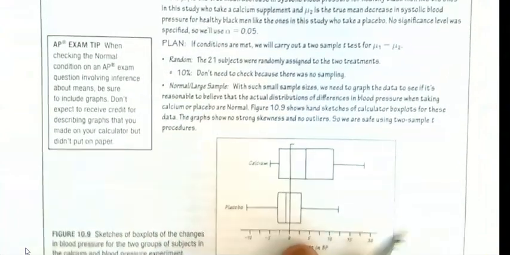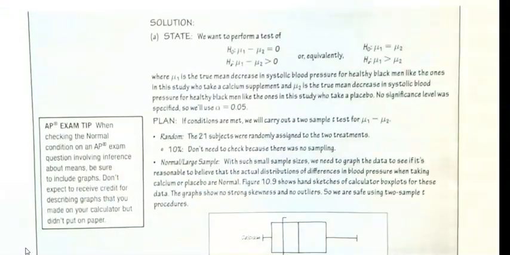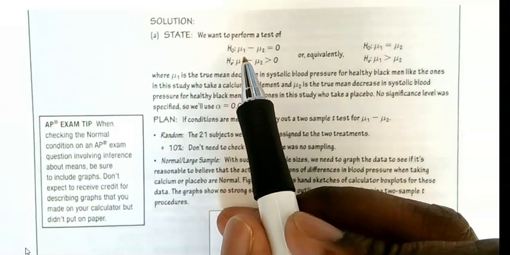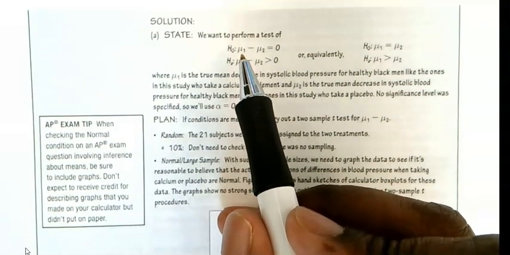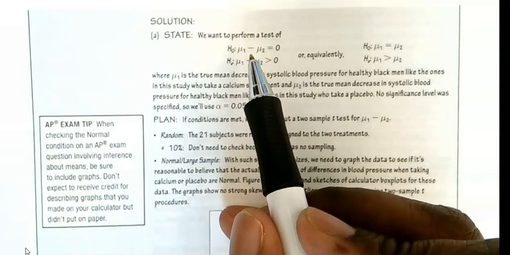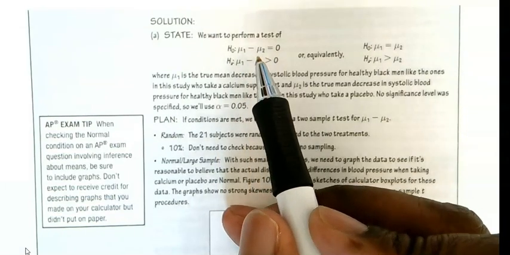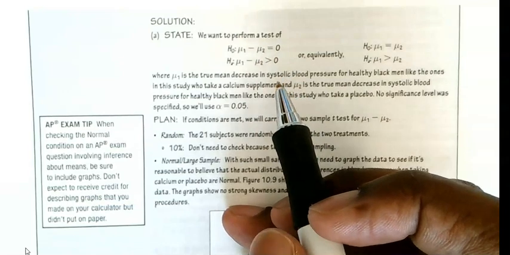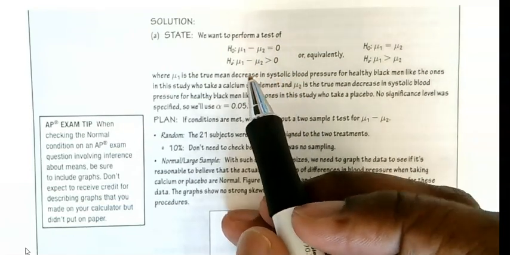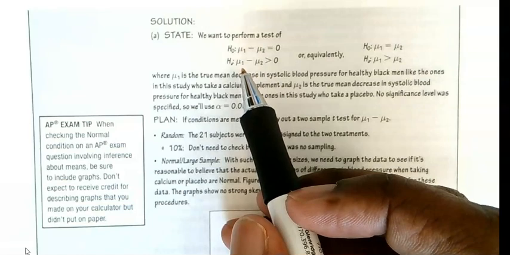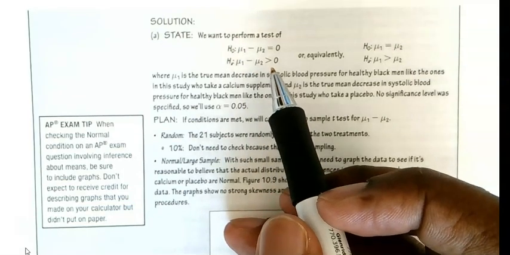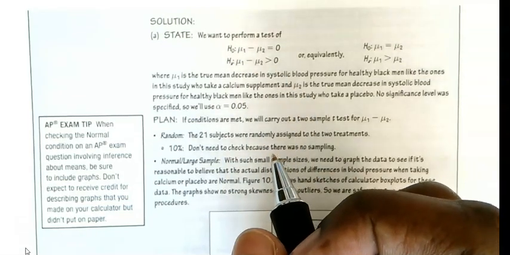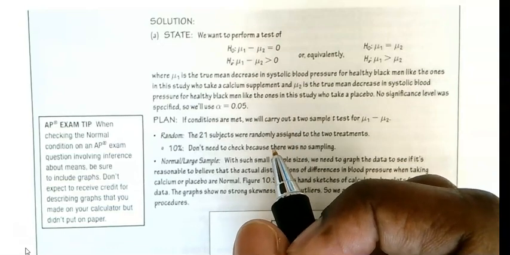All right, on the next page, we're looking at this. We can begin with our solution. So we're going to state our hypotheses for the test. Our null hypothesis says that the mean of the first sample minus the mean of the second sample equals 0, as in there's no difference between the two different treatments. And then our alternative is that the mean of the first sample minus the mean of the second is greater than 0, as in the drug actually does do better than the placebo.